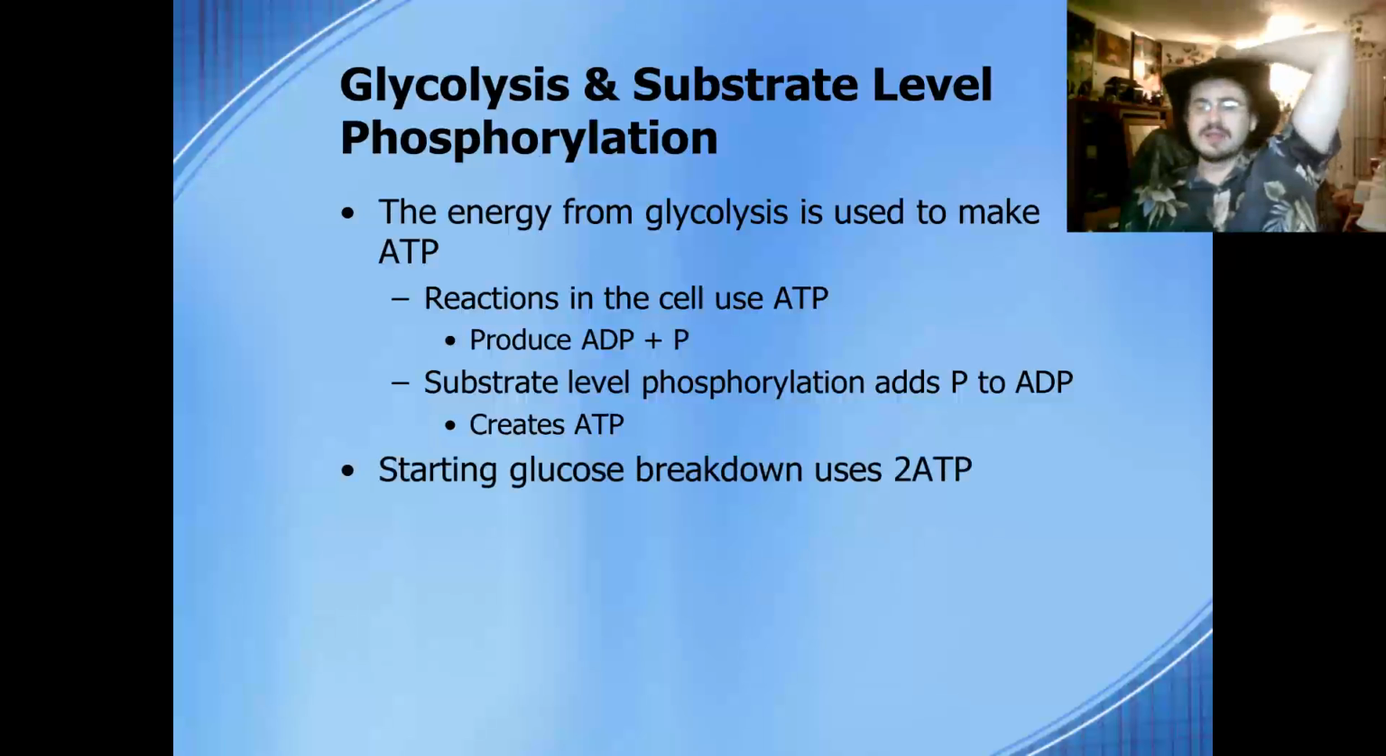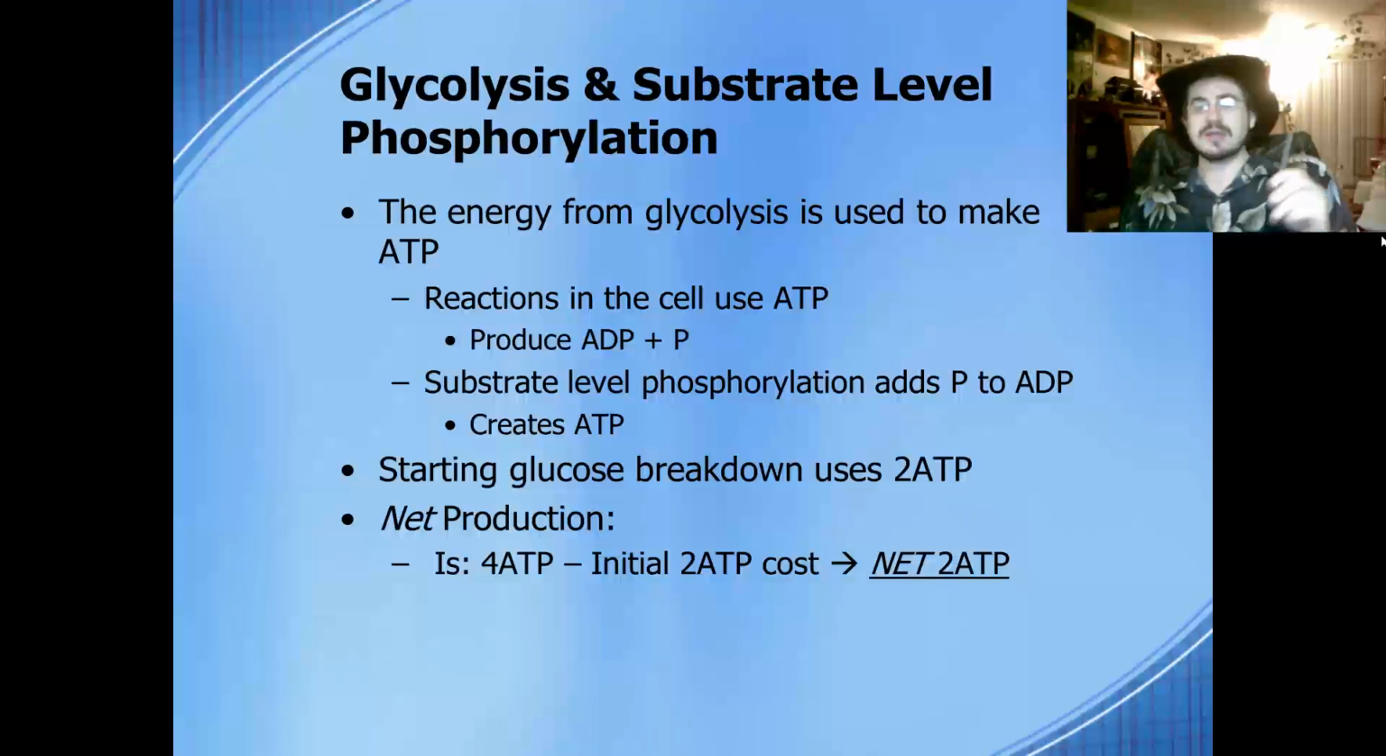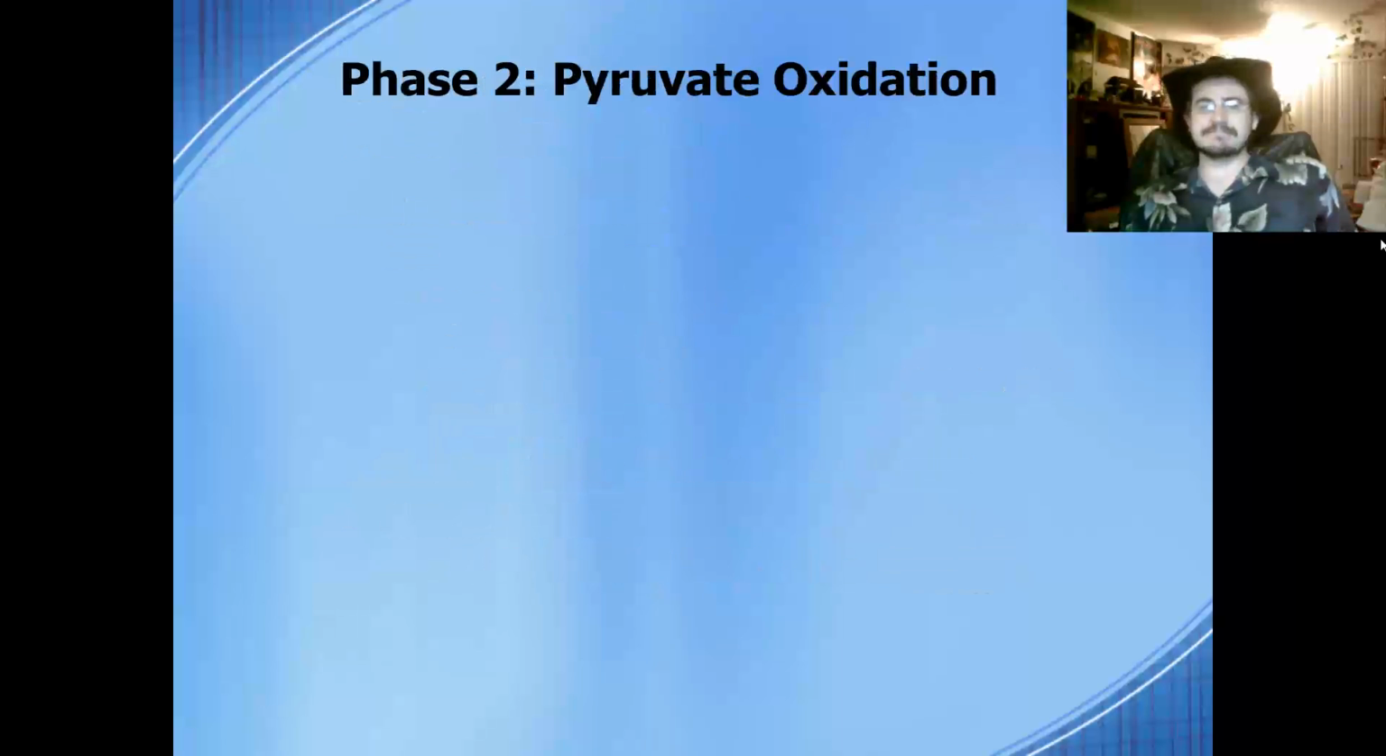So again, starting our glucose breakdown requires us to invest 2 ATP. We lose 2 ATP to start glycolysis, but we get back 4. So when we take 4 minus the 2 we lost to start the whole thing, our net production is 2 ATP. All right, that's phase 1. That was relatively painless, right? Not so bad. All right, phase 2, pyruvate oxidation.